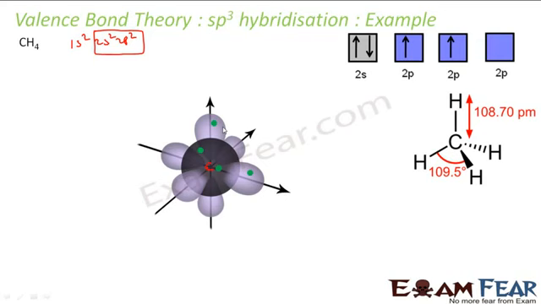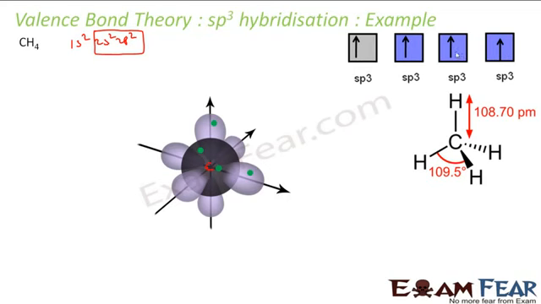Now what will happen? One electron will move from 2s to p and it will go to sp3 hybridization. You see, once again I'll show you. It is all 2s, 2p, 2p, 2p. One electron moved from here to here and it all became sp3 hybridized. So now I have 4 sp3 hybridized orbitals.